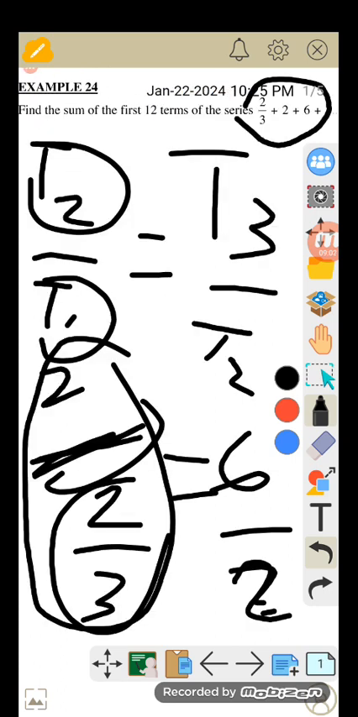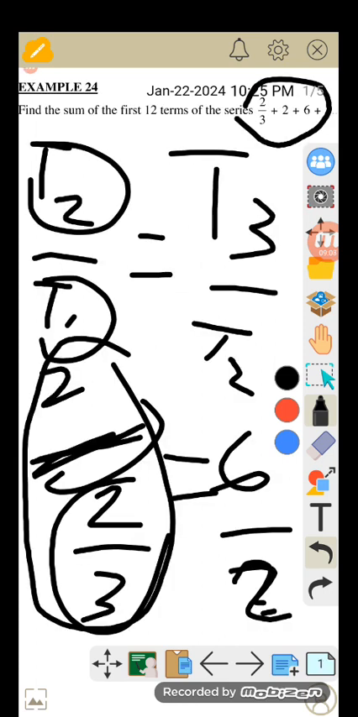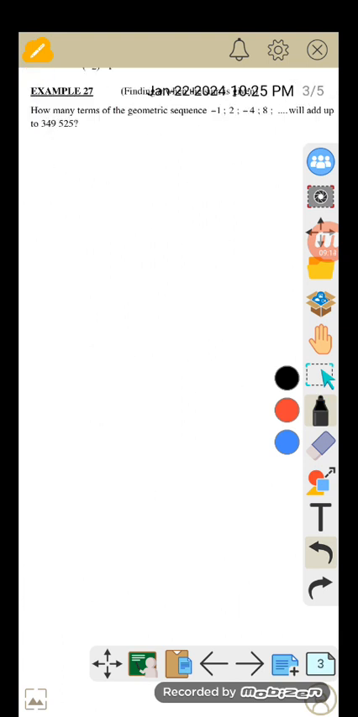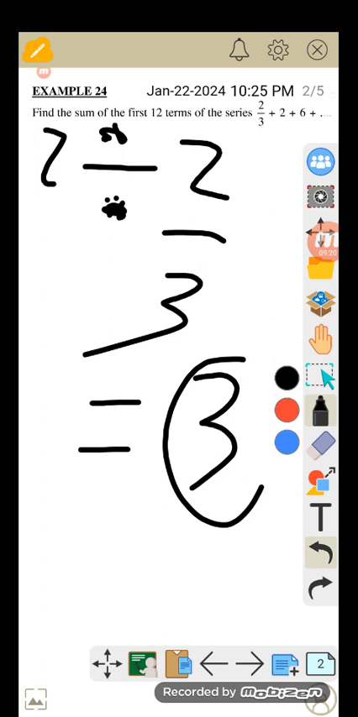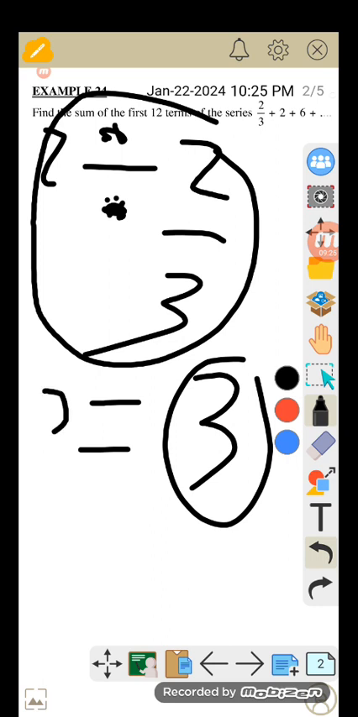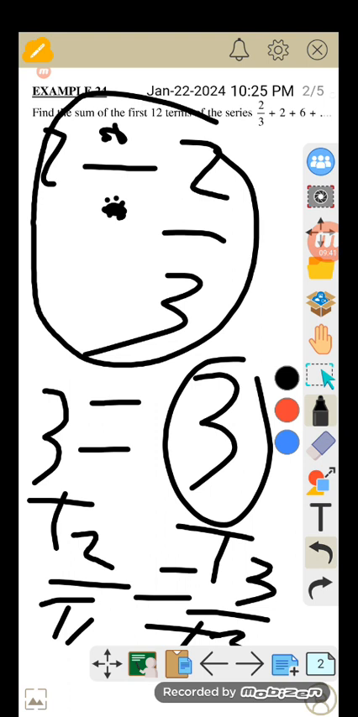Let me check my right side for the moment. My right side, it is going to be 3 already. You see? This side, it is also going to be 3. You see, guys? Therefore, T2 over T1 is equals to T3 over T2. Right, guys? Therefore, this is a geometric sequence.